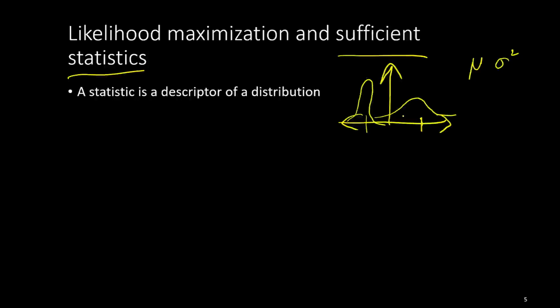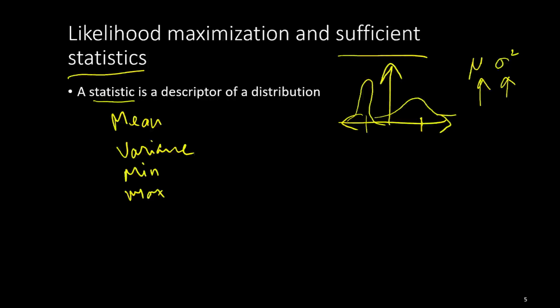There are certain distributions where, if you estimate certain statistics of those distributions, you will be able to find the maximum likelihood parameters of those distributions. So let's look at what those statistics mean. What is a statistic? First of all, it's a descriptor of the distribution. Examples of statistics could be the mean, the variance, min, max, etc. Anytime you take the distribution and reduce it to one number, that is a statistic, and that one number is a descriptor.